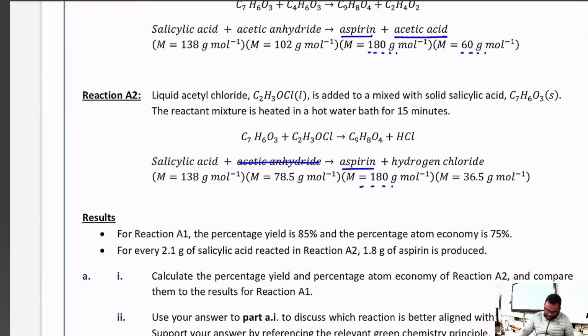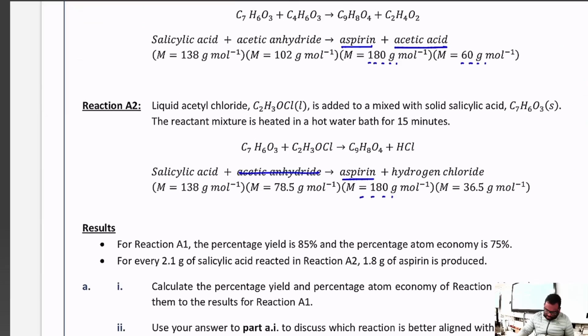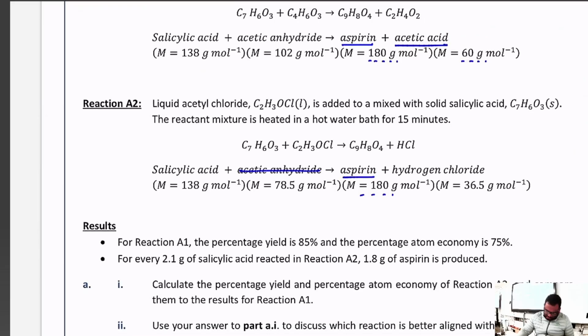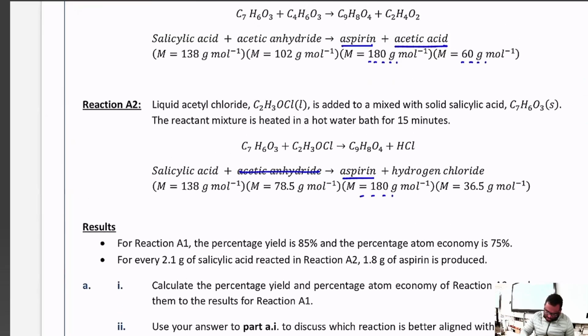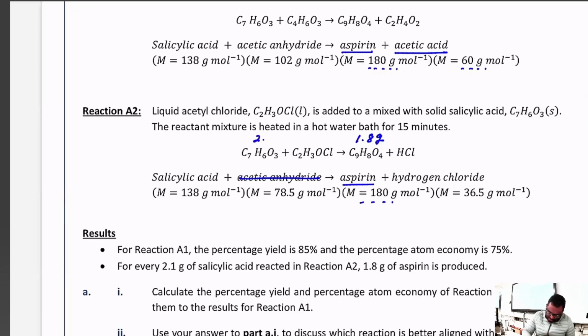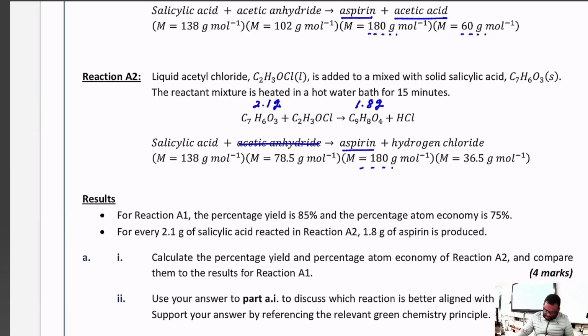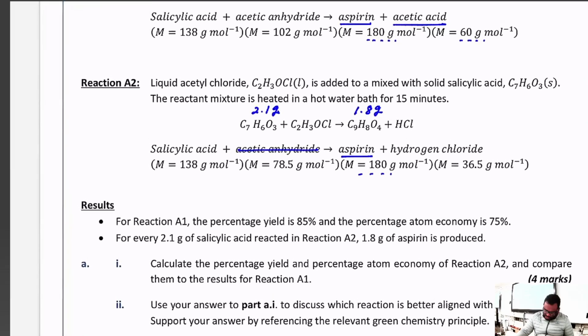So results. For reaction A1, the percentage yield is 85% and the percentage atom economy is 75%. For every 2.1 gram of salicylic acid reacted in reaction A2, 1.8 gram of aspirin is produced. Calculate the percentage yield and percentage atom economy of reaction A2 and compare them to the result of A1.